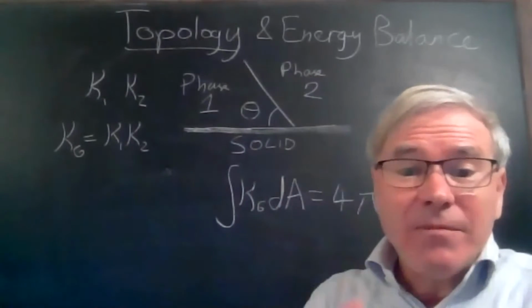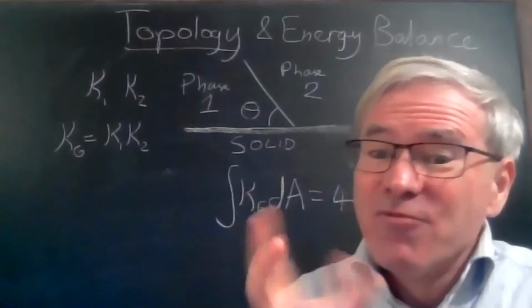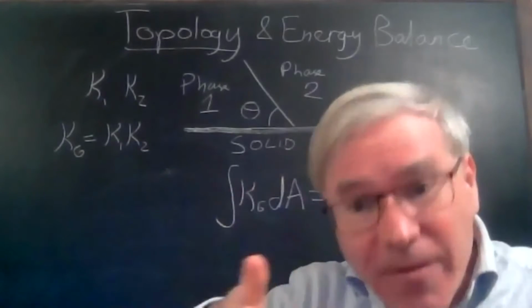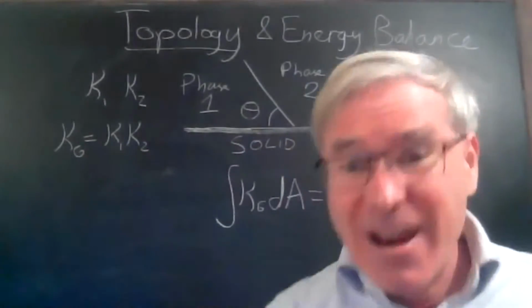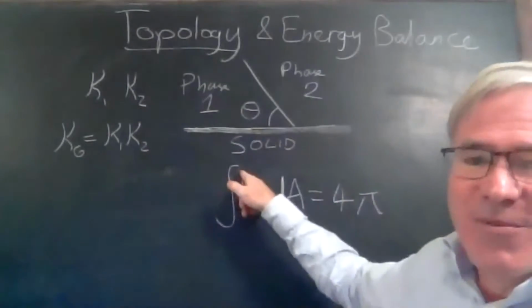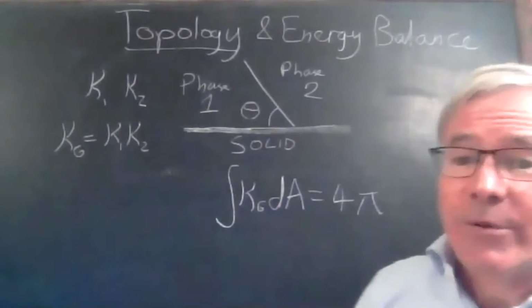If this is a sphere, the radius of curvature is r, the curvature itself is 1 over r, the Gaussian curvature is 1 over r squared, the area of a sphere is 4 pi r squared. 1 over r squared times 4 pi r squared equals 4 pi.